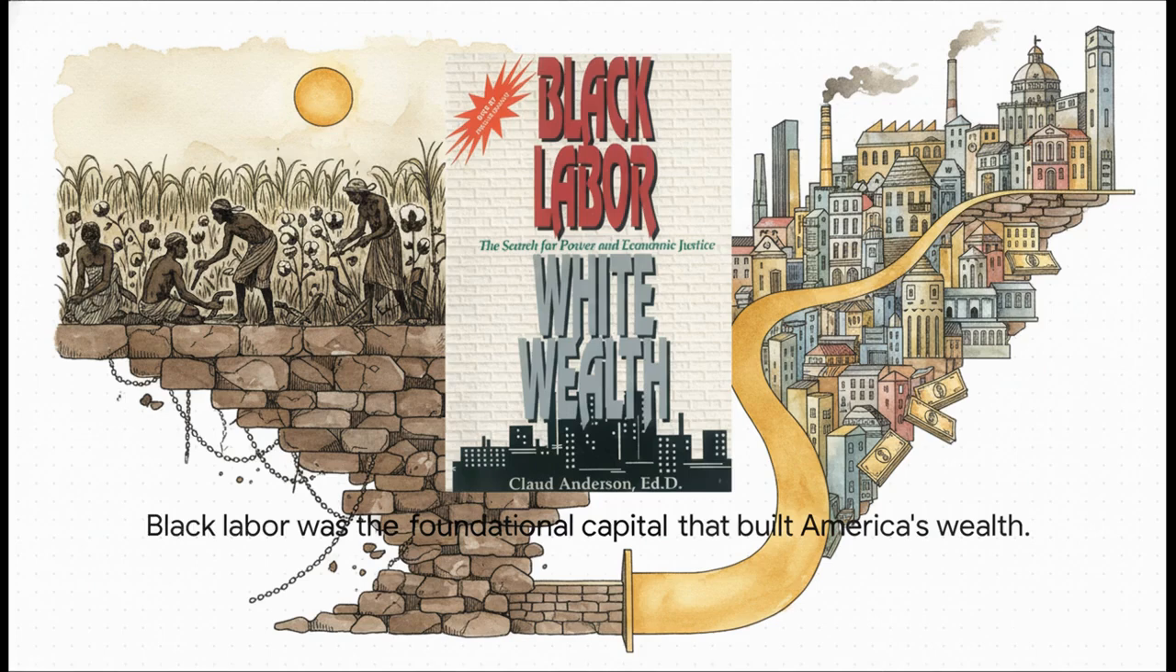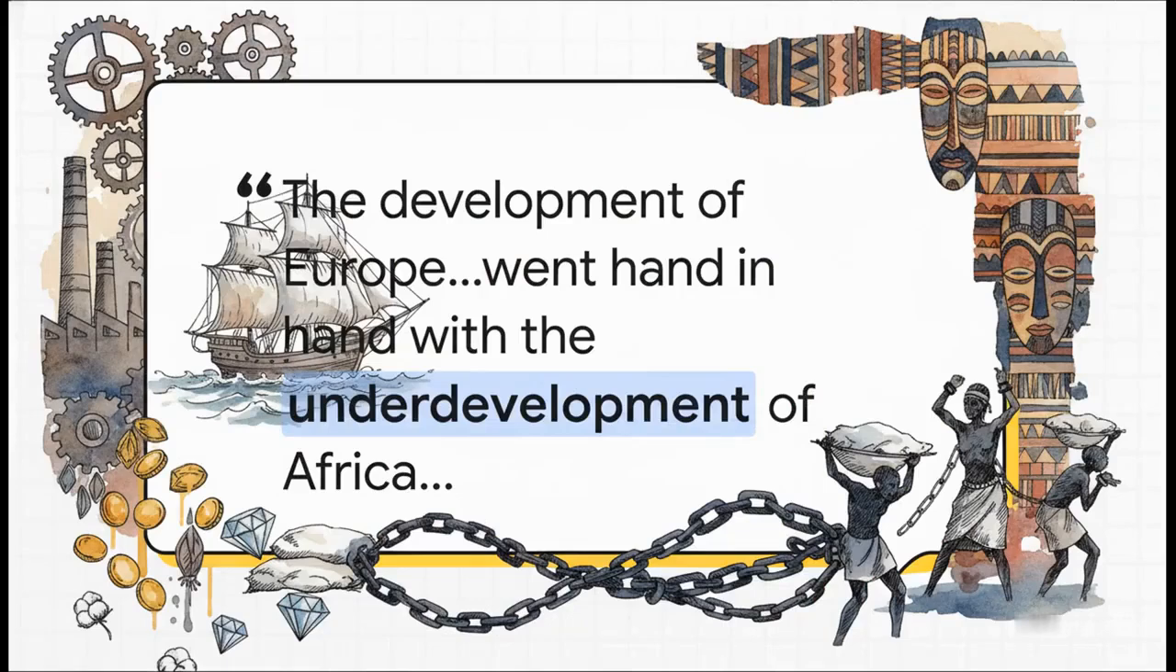Think about that. It's a single process that did two things at once. It created astronomical wealth for one group, and at the same time, it systematically stopped the people who created that wealth from ever building any of their own. And this wasn't just happening in America, not by a long shot. As the historian John Henrik Clarke explained, this was a global system. The transatlantic slave trade was basically the fuel for European capitalism. The prosperity of Europe was literally built on the backs of Africa, by stripping it of both its people and its resources.